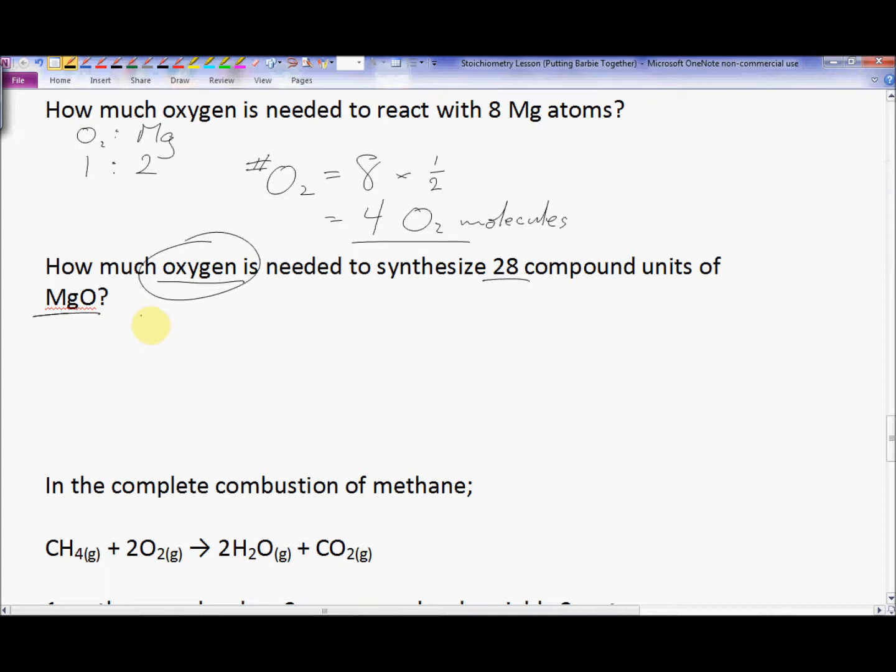So the ratio will be the oxygen to the magnesium oxide, and that ratio is 1 oxygen molecule for every 2 magnesium oxide compound units. So if we're trying to find the number of oxygen molecules, that's going to be equal to our 28 compound units of magnesium oxide times 1 oxygen molecule for every 2 magnesium oxide compound units, which gives us 14 oxygen molecules.